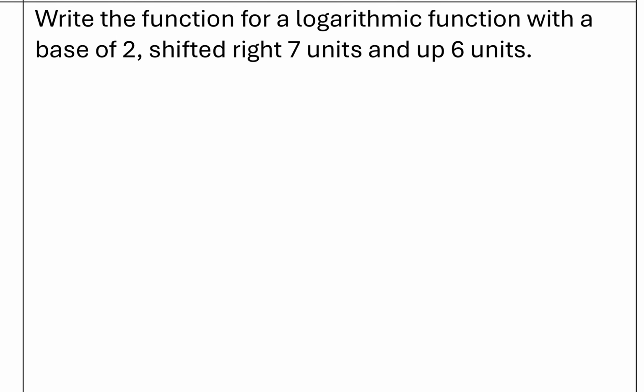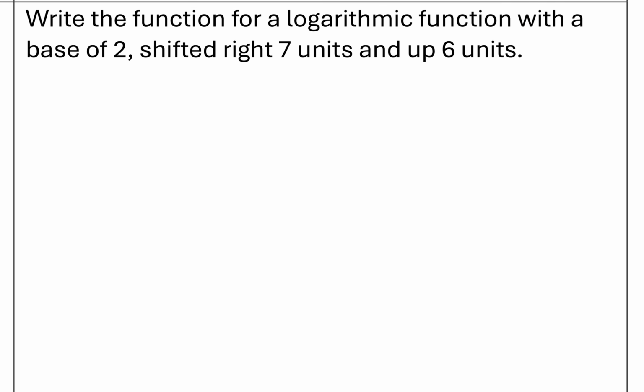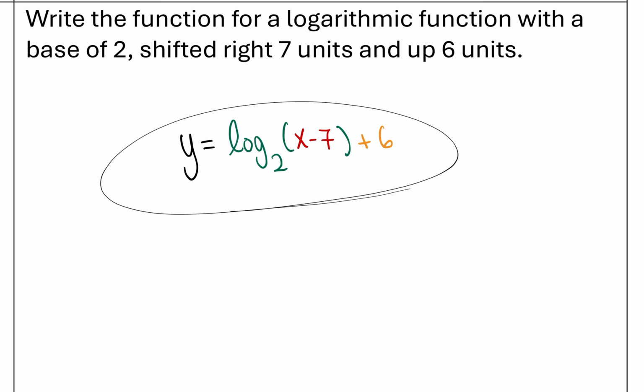Moving on to the next one, we have to write the function for a log function with a base of 2, shifted right 7 units and up 6 units. So for this one, we have y equals, we have log base 2, we have shifted to the right, so it's going to be x minus 7. Then it's shifted up 6 units, so we have what, plus 6. And this is going to be our final solution.